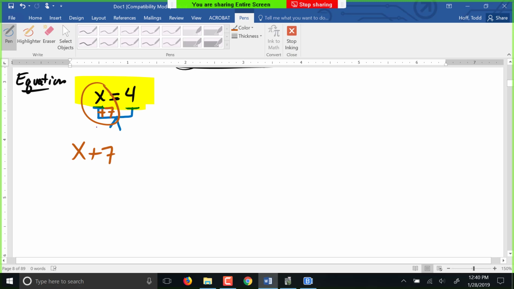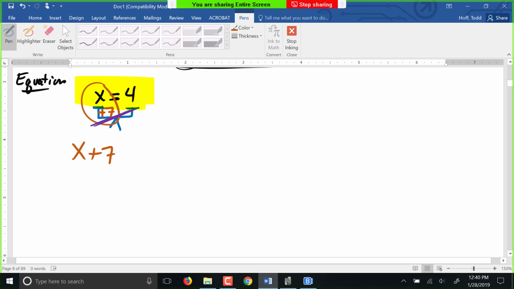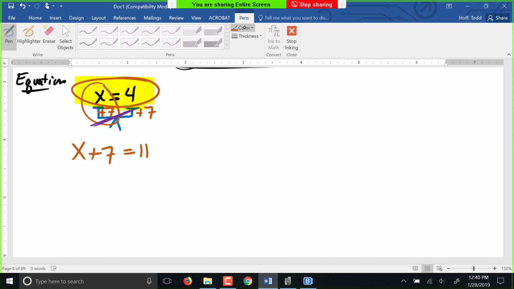However, if I add 7 to that one side, the scale is going to tip unless I do what? I have to do the exact same thing to the other side. I add 7 on the other side. What's 4 plus 7? 11. x plus 7 equals 11 is just this original equation, but I built onto it by adding 7 to both sides.